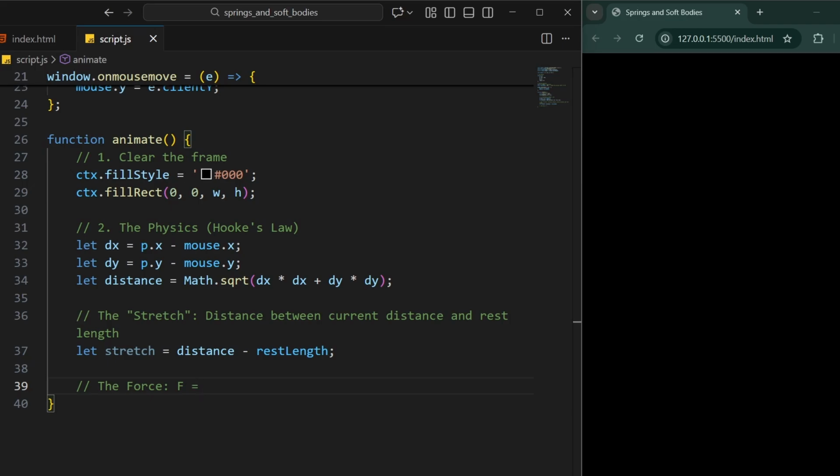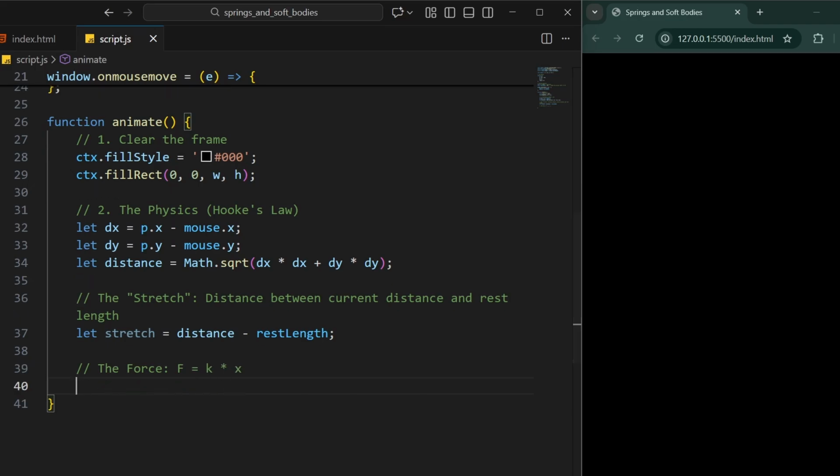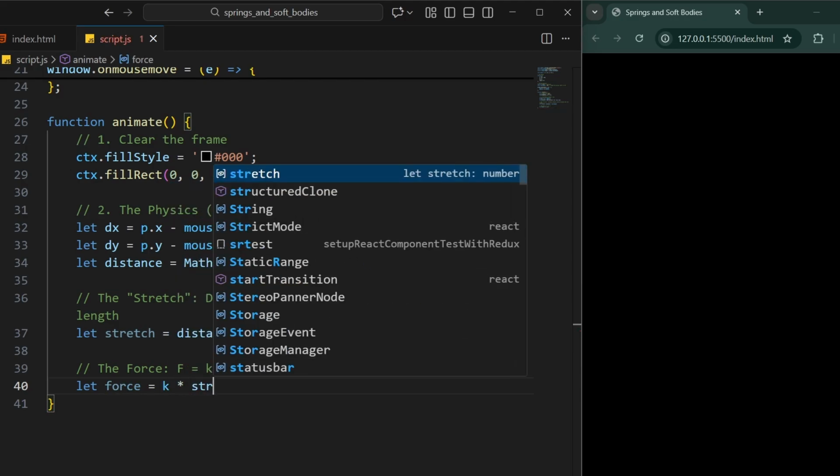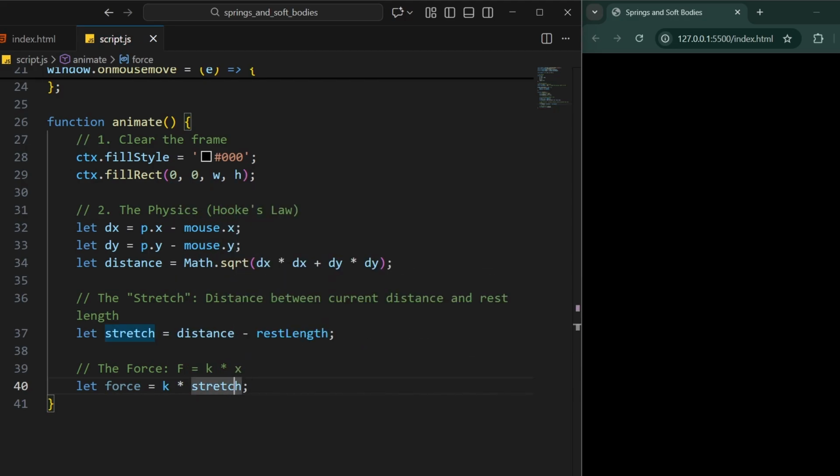If the stretch is positive, the force pulls back. If it's negative, the spring actually pushes away. This is how we simulate tension. The negative sign is what makes it restorative. That minus sign is physics saying, return home.